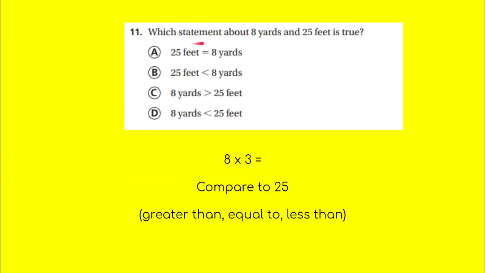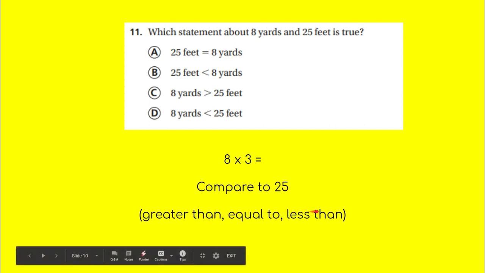Number 11. Which statement about 8 yards and 25 feet is true? So I want the one that is correct, the check mark. So I know that 1 yard equals 3 feet. You can draw a picture or you can do the multiples. I have 8 yards and I know that there's 3 feet. So I'm going to multiply by 3. Then I'm going to compare to 25. Is it greater than, equal, or less than? Find your answer.